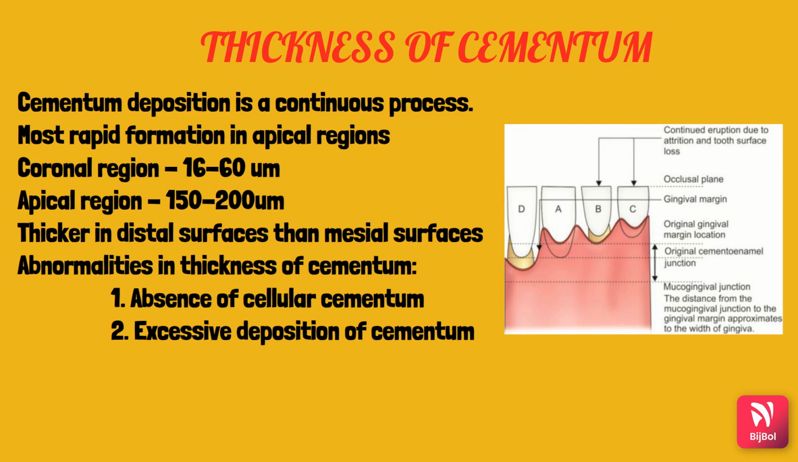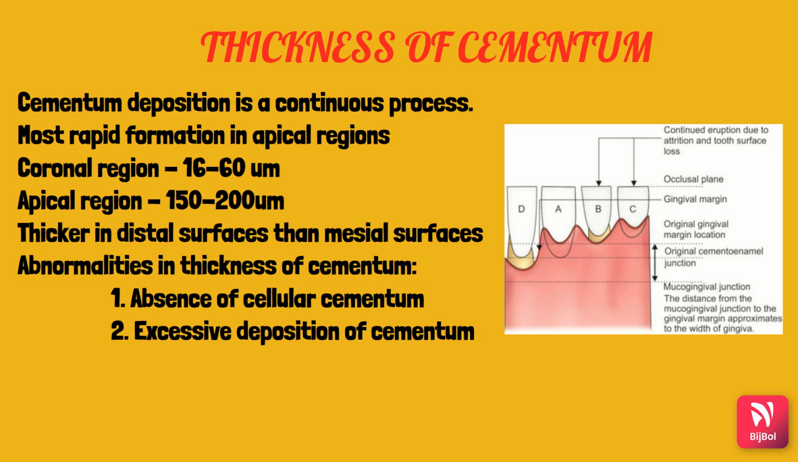Whenever there is attrition of the teeth, the tooth tries to meet its opposing tooth. When it tries to make the occlusal contact with the opposing tooth, the tooth tries to erupt. Then in order to compensate for this attrition, in order to compensate for the tooth eruption, the cementum gets deposited apically. That's why there is more rapid formation of the cementum in the apical regions, and this deposition of the cementum compensates for the tooth eruption that is taking place.